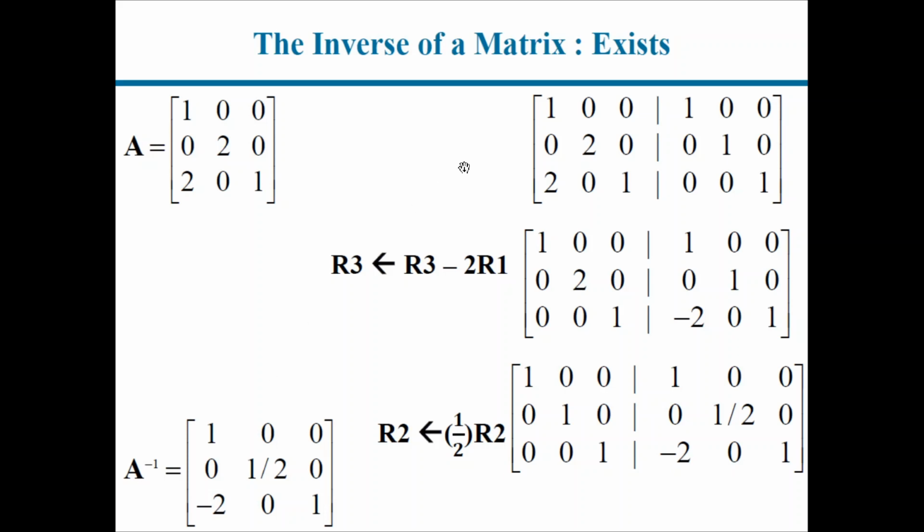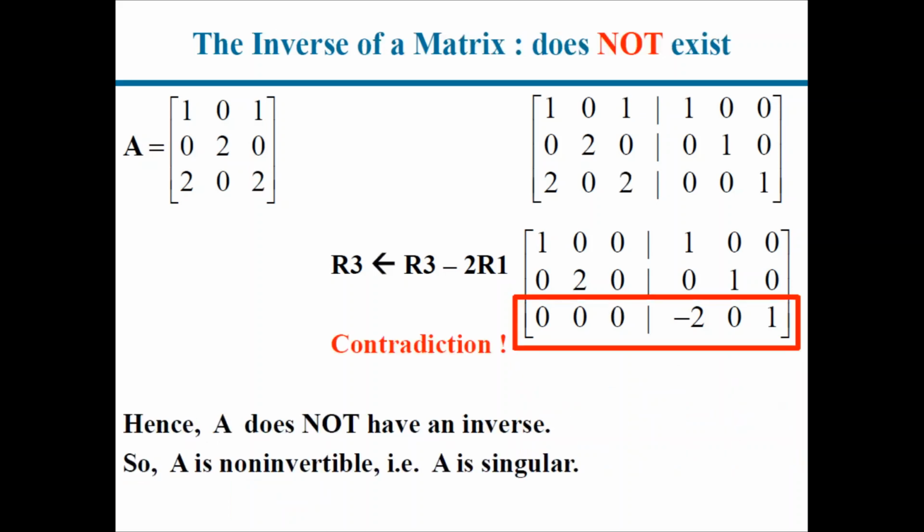And again, the process is to apply Gauss-Jordan and elementary row operations on a special augmented matrix form. On the left side, you have your matrix, on the right side, you have the identity with the same size. And then you apply elementary row operations to the entire row.